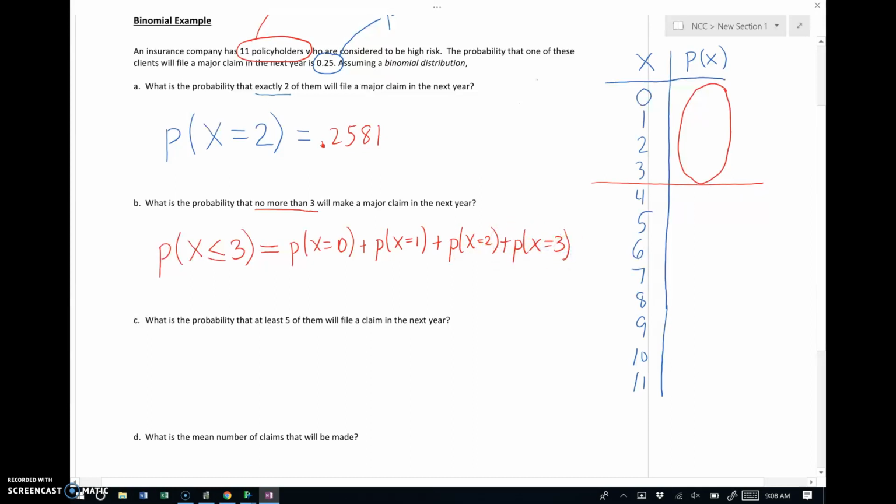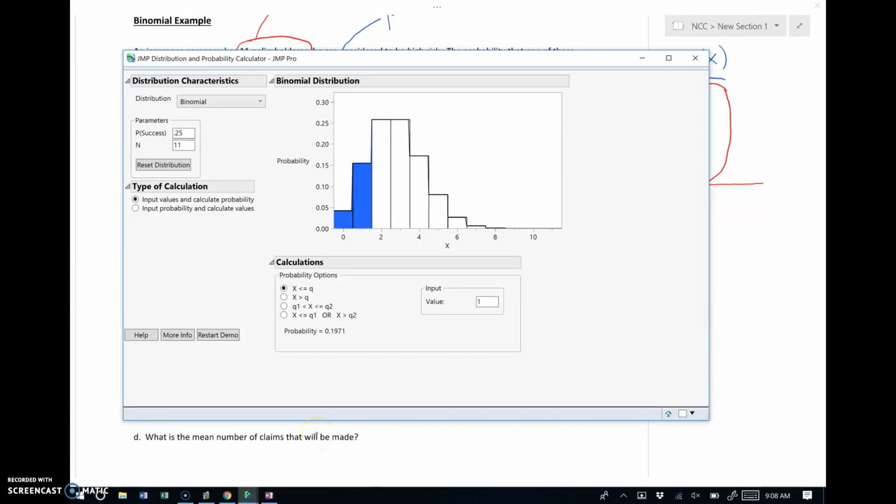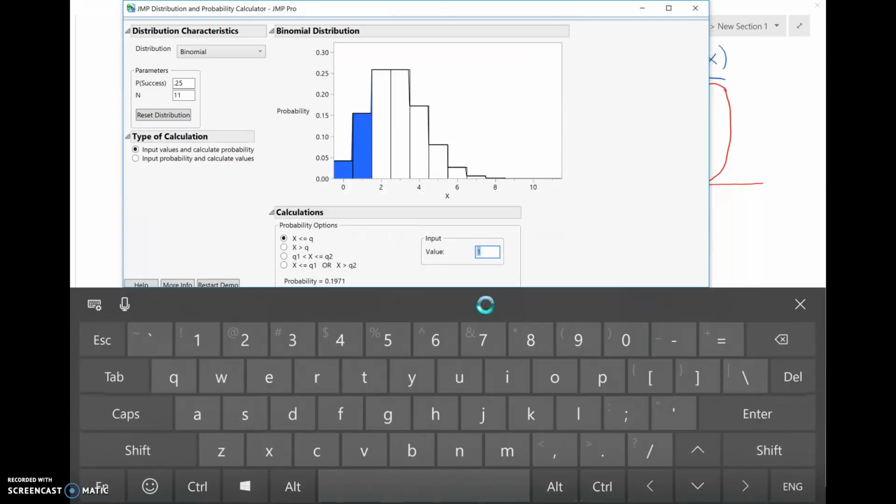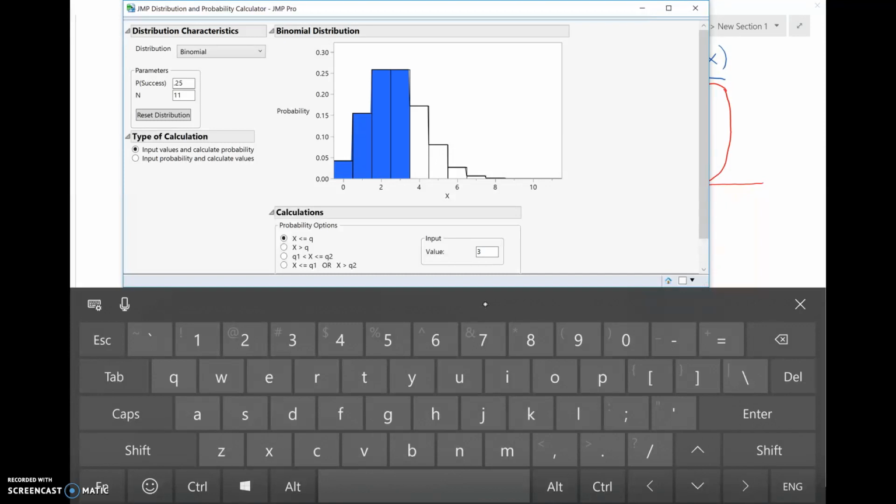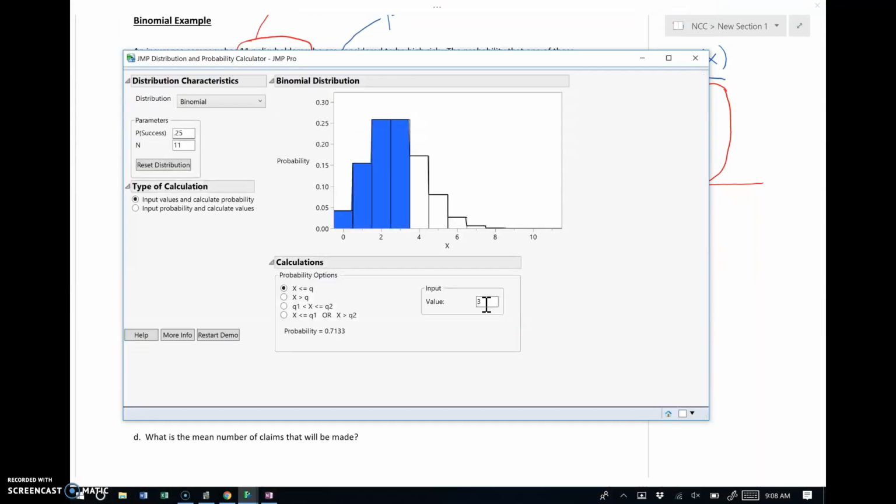So it's the sum of those 4 probabilities, which would be the equivalent in JMP of seeing the first 4 bars highlighted, and then we could pull that probability. So what I did was I selected the first option, X is less than or equal to Q. I'm going to go in the input value and change that out to a 3. Hit enter. And notice the value that I put 3 in there, it highlights those 4 bars. And as you can see, the probability is 0.7133.